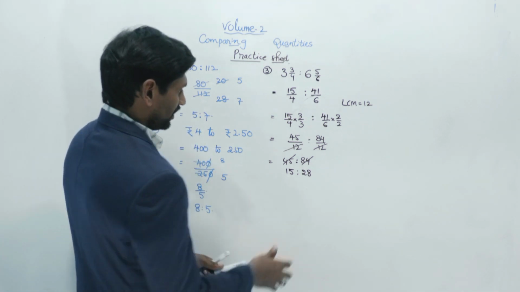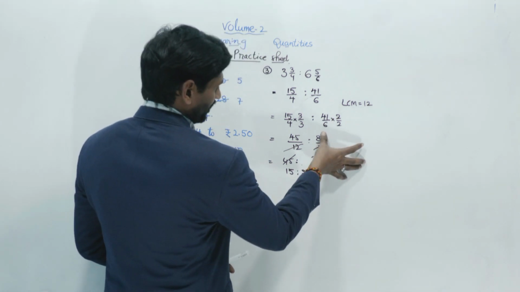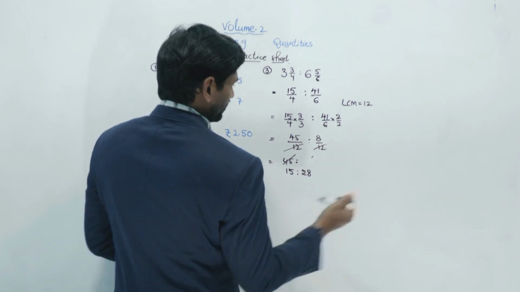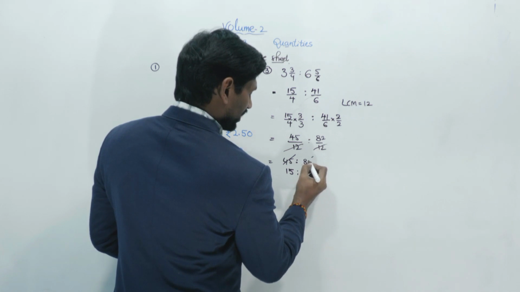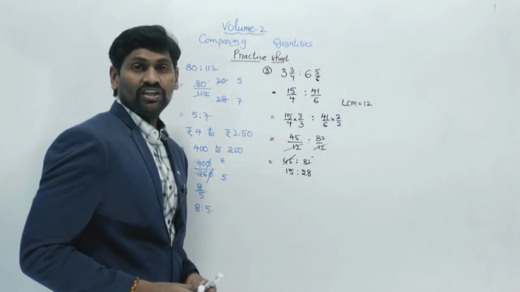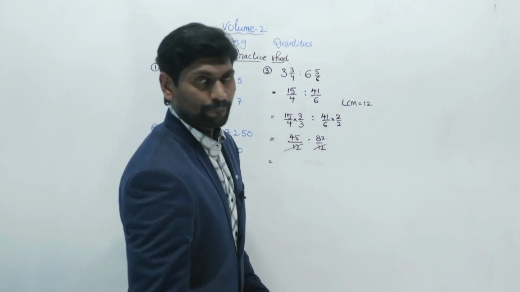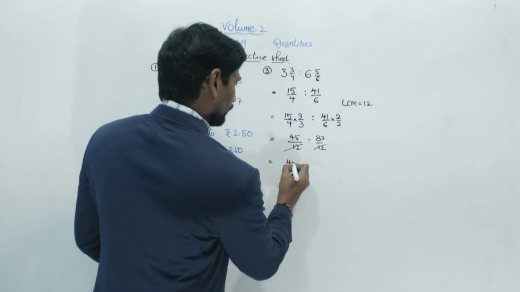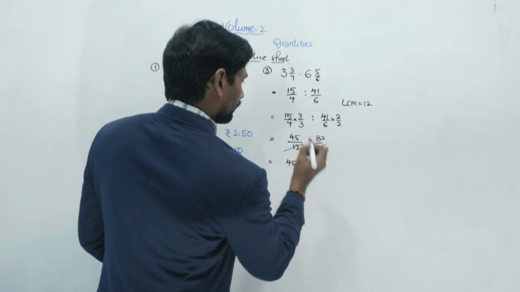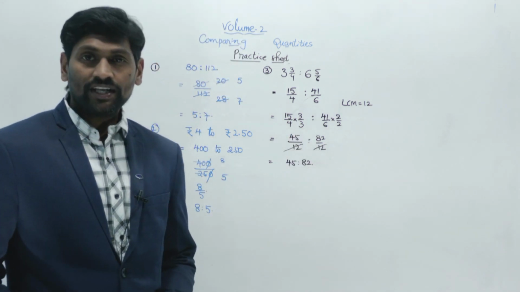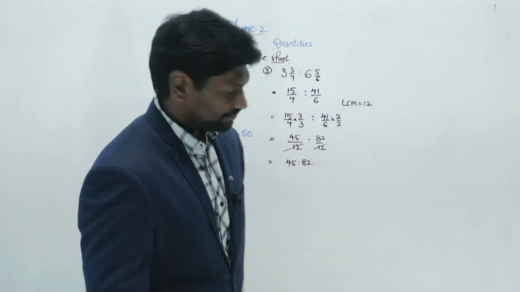Sorry, 82. I made a mistake here. Multiplication 82. 45 is to 82. There is no cancellation between them. So 45 is to 82 will be the simplest form. Okay. Right, so let us go to the next problem.